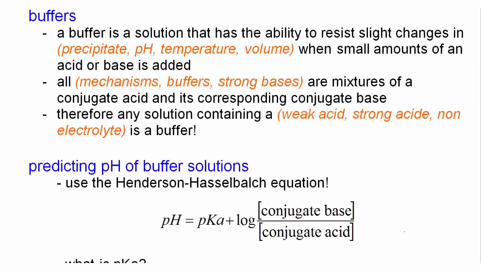Buffers. A buffer is a solution that has the ability to resist slight changes in pH, just as we mentioned earlier, when small amounts of an acid or a base are added. All buffers are mixtures of a conjugate acid and a conjugate base. Sound familiar? Conjugate acid, conjugate base. Therefore, any solution containing a weak acid is a buffer.